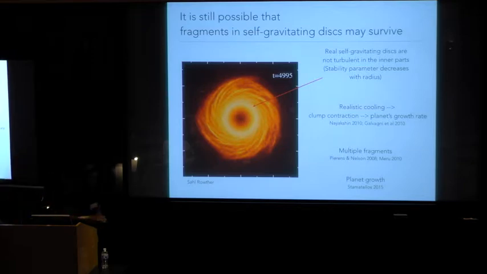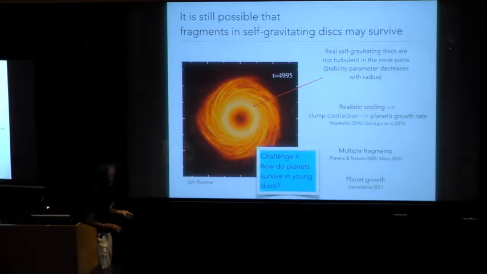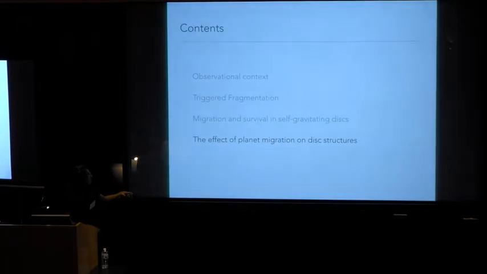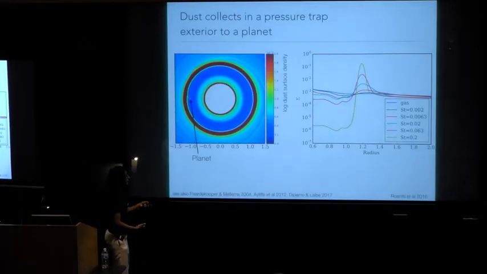Okay, so that brings me to my fourth challenge, which is how do planets actually survive in these young disks? If we expect them to form, we have to think about whether or not they survive. So the final aspect that I'd like to touch on is some work that we'd done on how planet migration affects disk structures. Now, this work was not actually done for self-gravitating disks, but I'm going to talk about it, and then the important point that I want to make is that we also need to think about this in the context of self-gravitating disks.